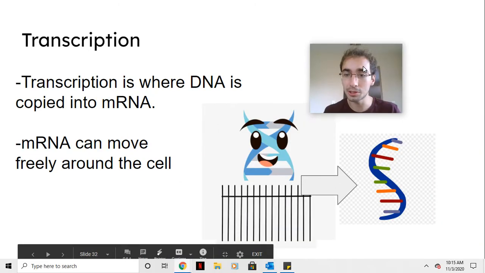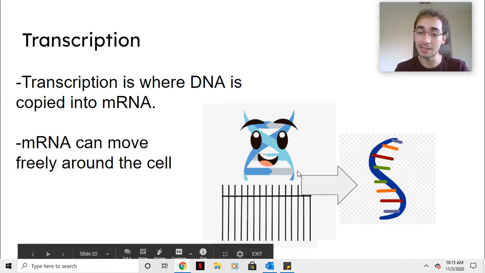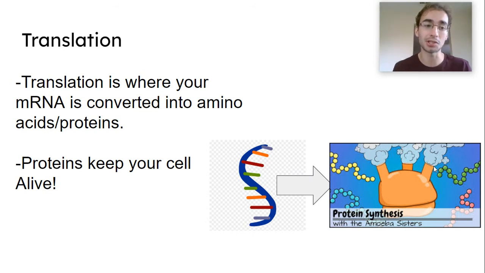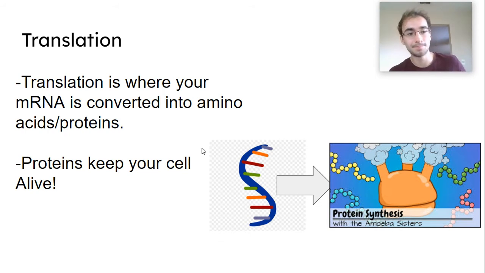Nice. So transcription is a process where DNA, remember that DNA is trapped inside the nucleus, so it has to be converted into mRNA. The reason why we do that is because mRNA can move freely around the cell. So DNA to mRNA is transcription. Translation is the next step. So translation is mRNA to protein. And that's what we're going to learn about more today. Proteins actually do the work, remember? So the proteins are the things keeping your cell alive. DNA is just the info. Proteins actually do the stuff.